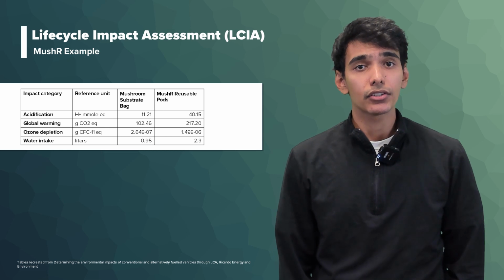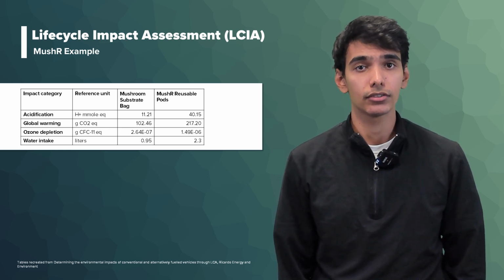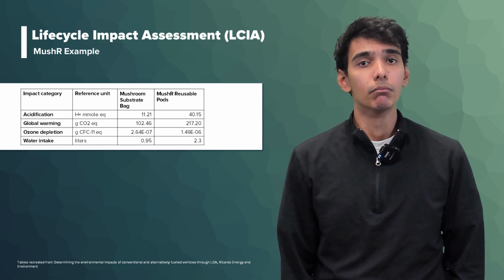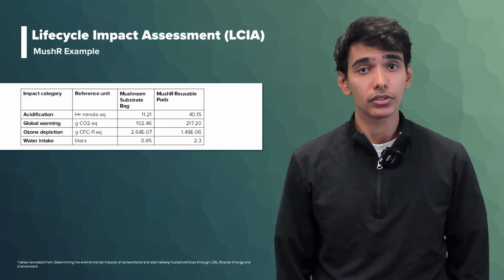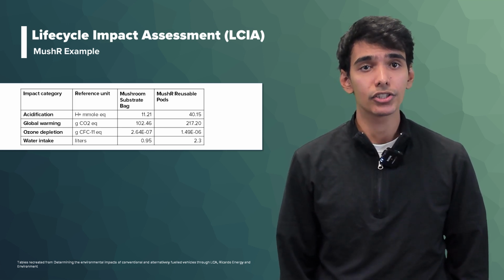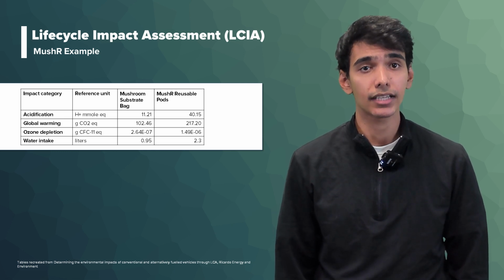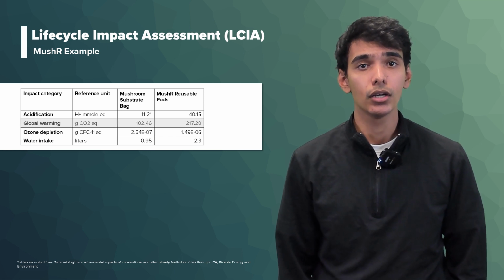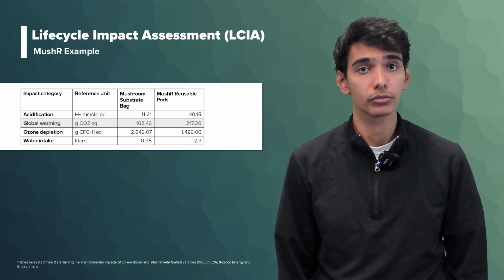So you see some figures there for the mushroom substrate bag and the Mashar reusable pods. In general, because the reusable pods require more material and different mechanisms for production, they have a larger initial impact for the same volume of functional unit. For example, if you look at global warming, you have 102.46 grams of CO2 equivalents for the substrate bag, but 217 for the reusable substrate pods.